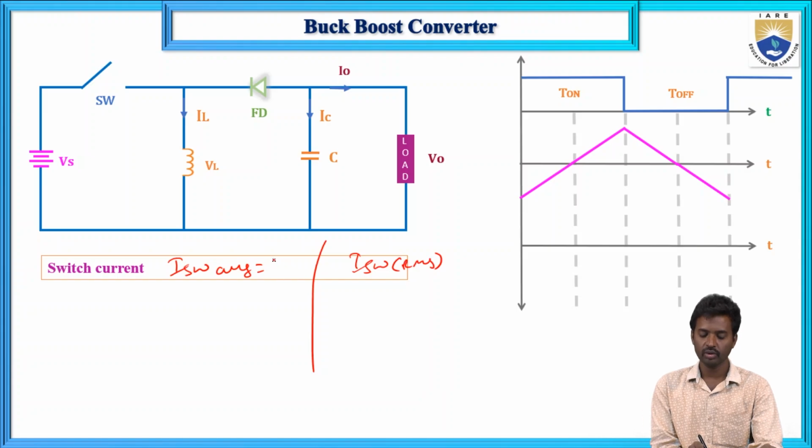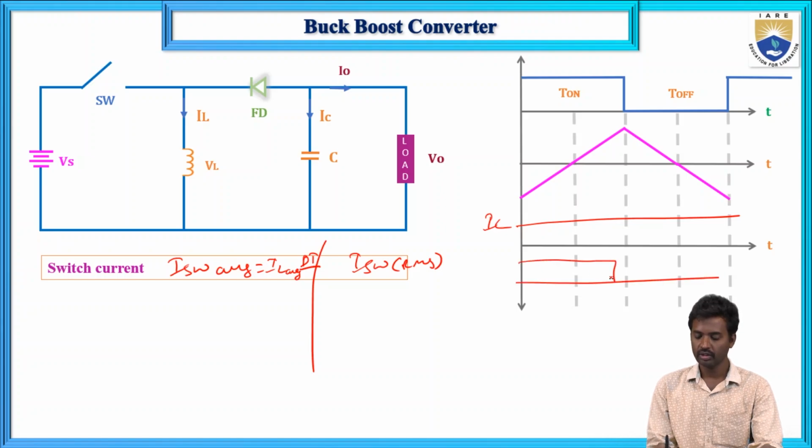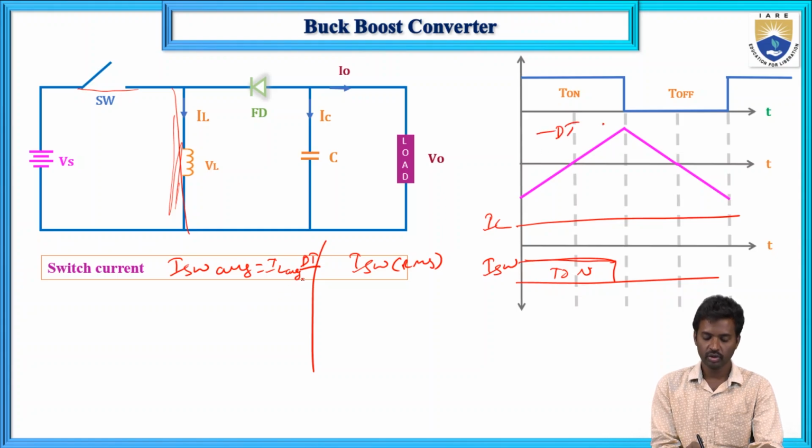So that equals IL average into dt, during the on condition. Suppose this is the inductor current IL value. When the switch is on, the inductor current is the switch current. So here, that is during dt time only, dt divided by T, and IL average into dt by T.